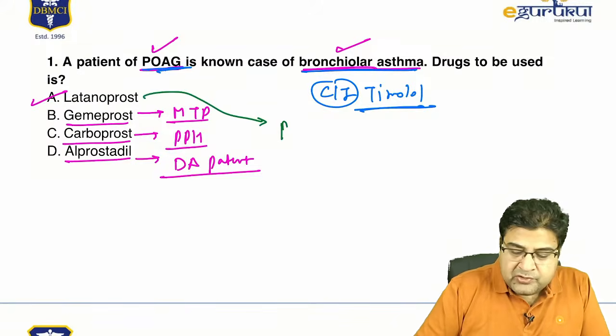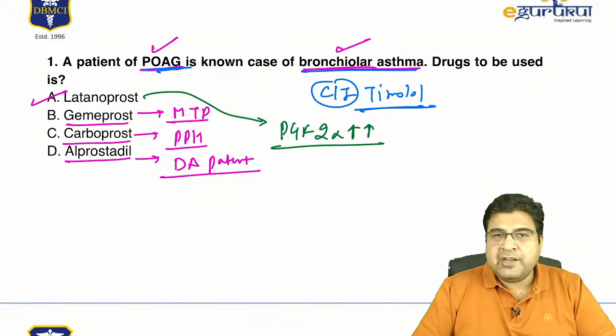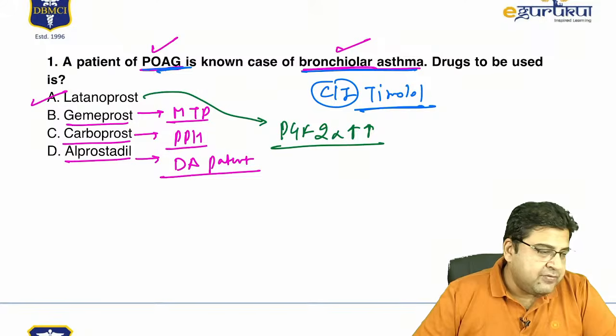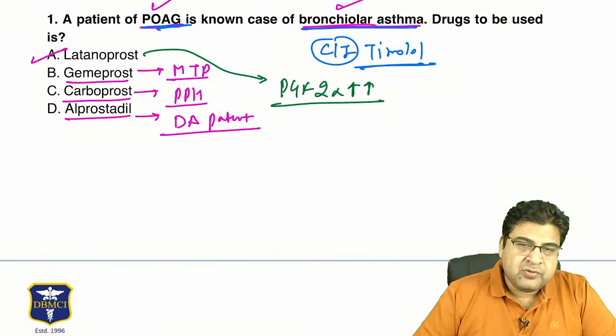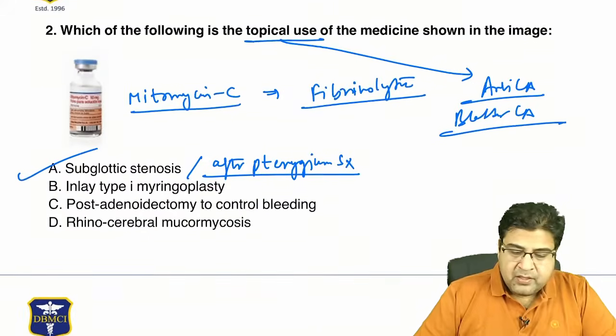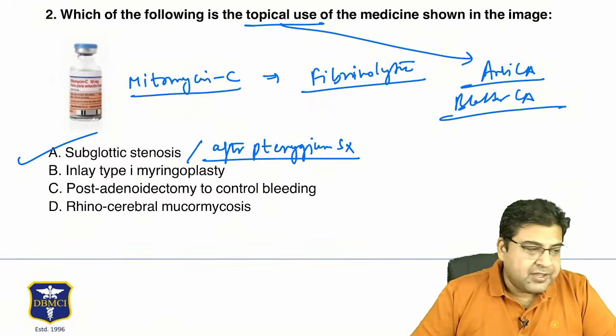So latanoprost is a prostaglandin F2 alpha analog. Vibhu is asking what is latanoprost? It's a prostaglandin F2 alpha analog, right? So question number 2, answer is A.